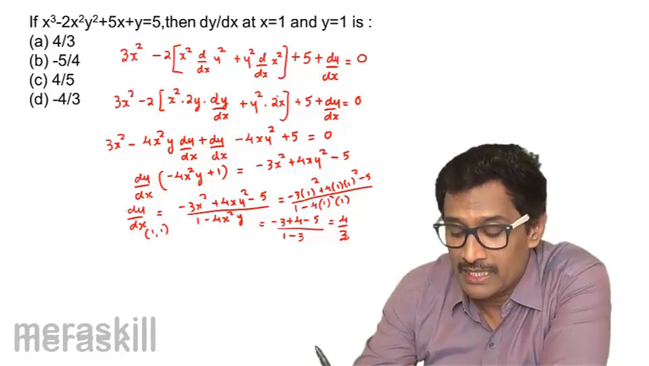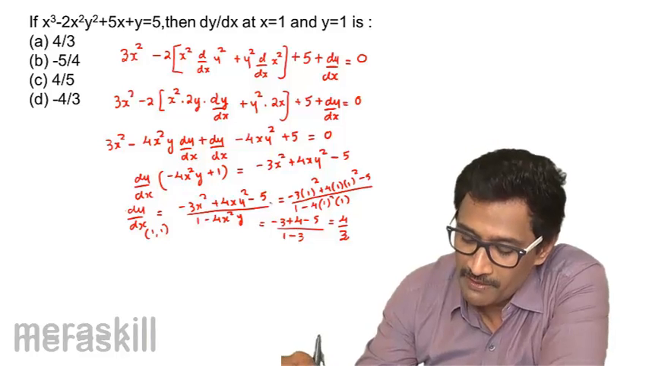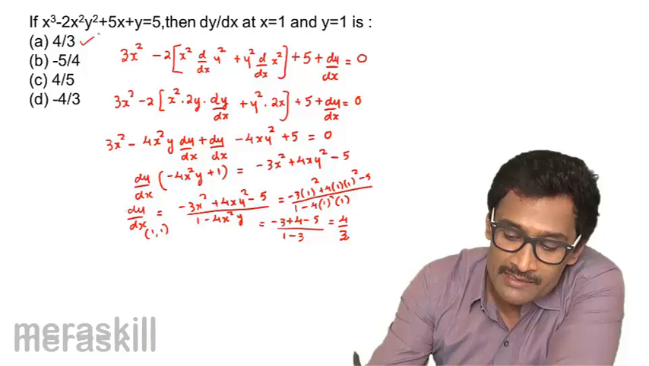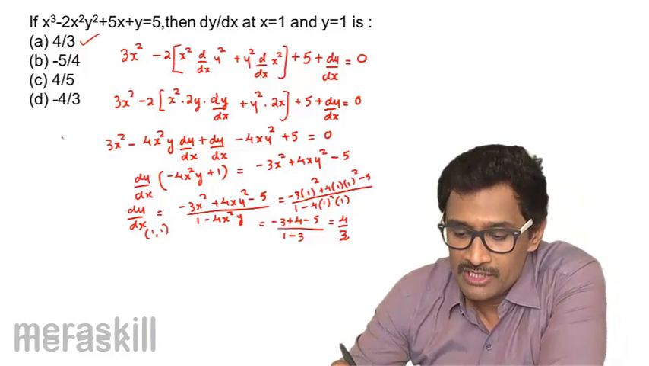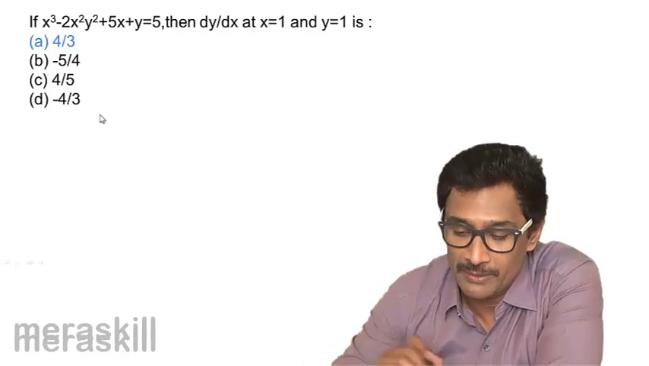The same thing at another point, the slope of the tangent is going to be different, although the basic function is going to remain the same. So anyways, our answer is 4 by 3. Let's check it. Yes, it is 4 by 3.